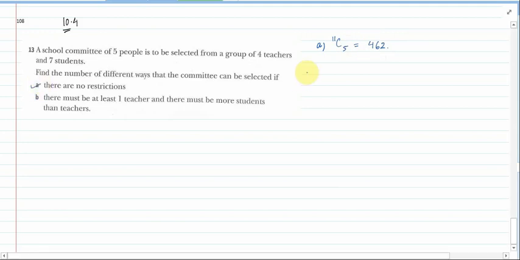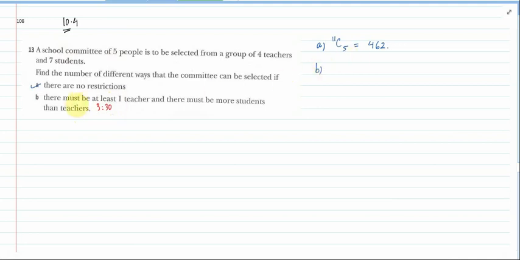For the next one, part B, it says there must be at least 1 teacher and there must be more students than teachers. Now we have discussed such types of cases previously, so first you need to give it a try by yourself, and for this one you have a time of 3.5 minutes. Alright, so let's start.